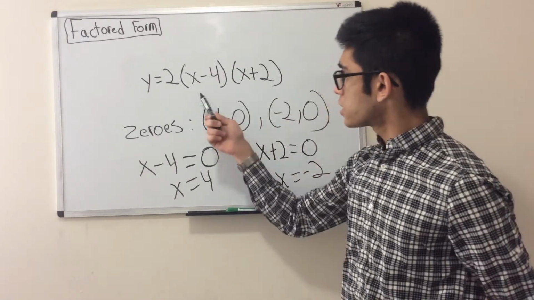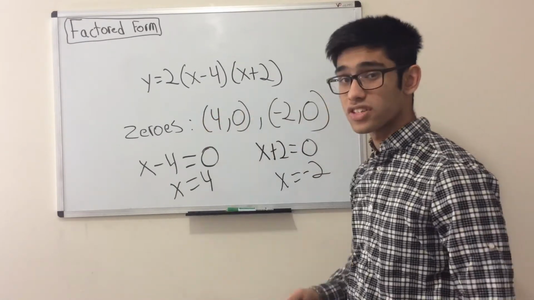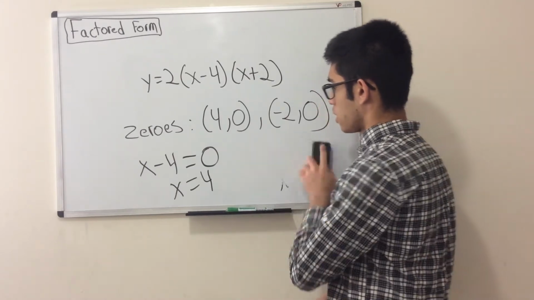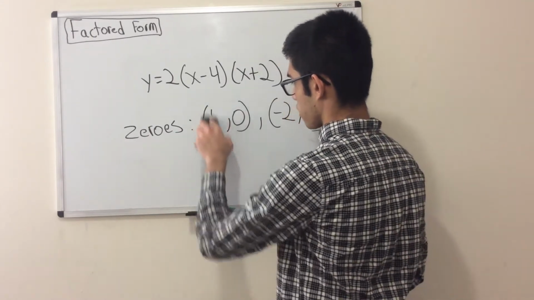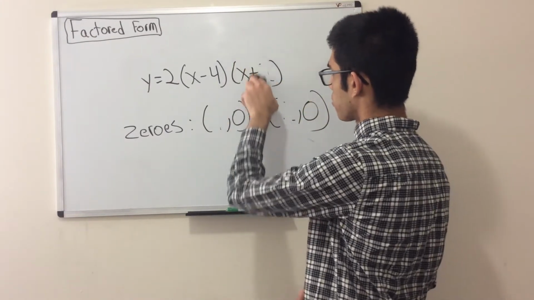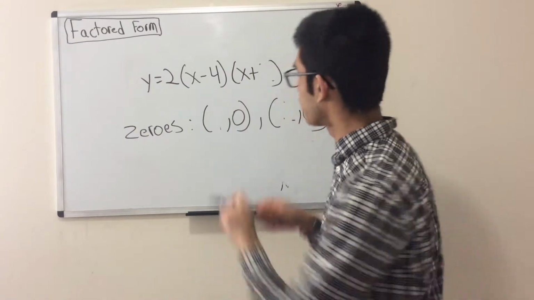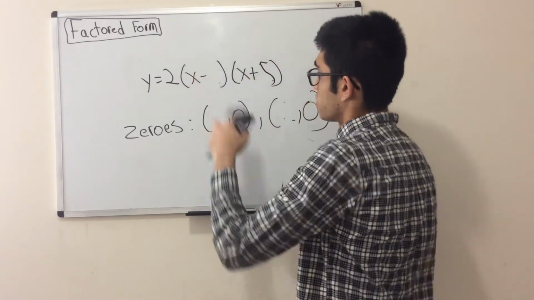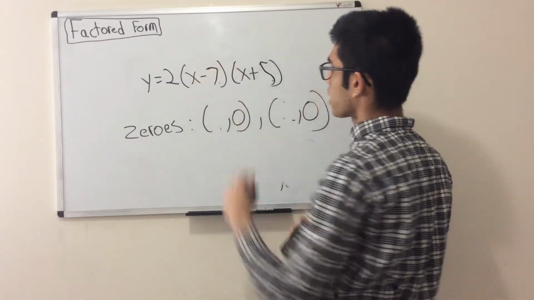As you can see from this equation, we actually get our zeros right off the bat. It's very simple and intuitive. So let's do one together. I'll get rid of these. What if we had x plus 5, and instead of x minus 4 I had x minus 7, let's say. What would the zeros be in that case?